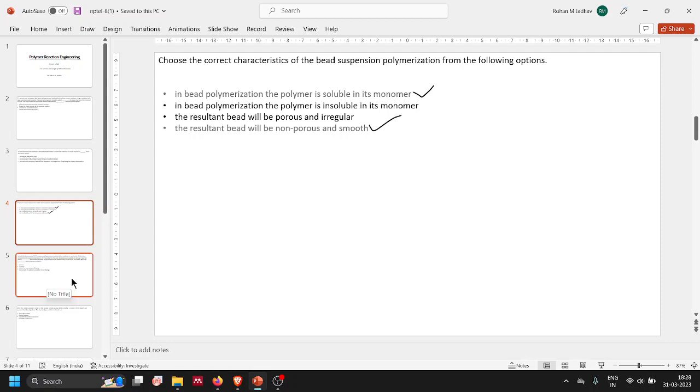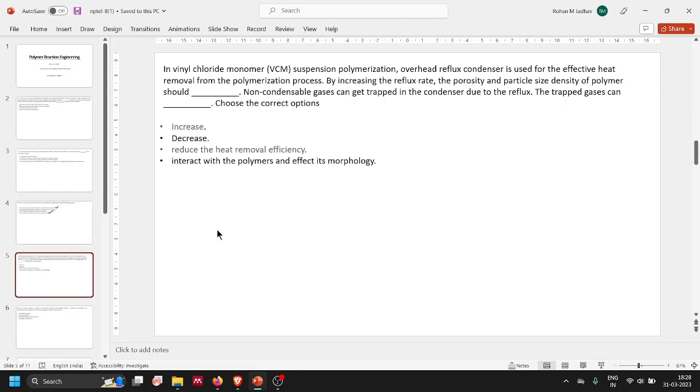Moving on to the next question, we have the vinyl chloride monomer (VCM) suspension polymerization process with an overhead reflux condenser. For example, this is your suspension polymerization tank, and we have an overhead reflux condenser, which is sending its reflux back to the suspension polymerization chamber.